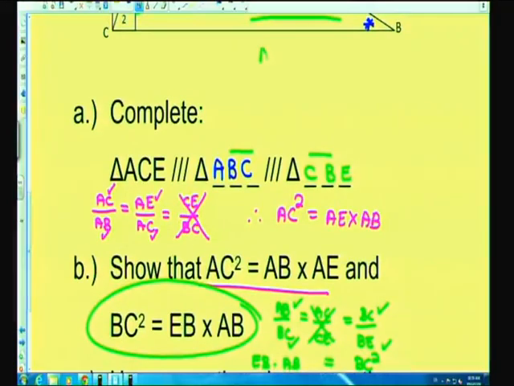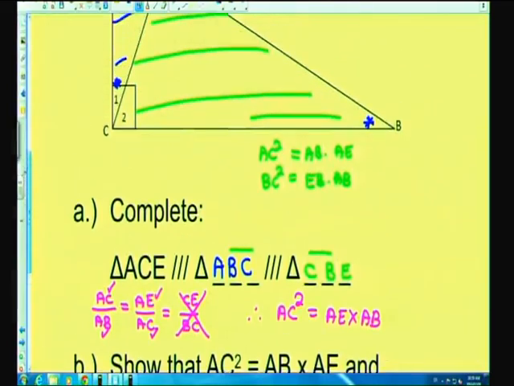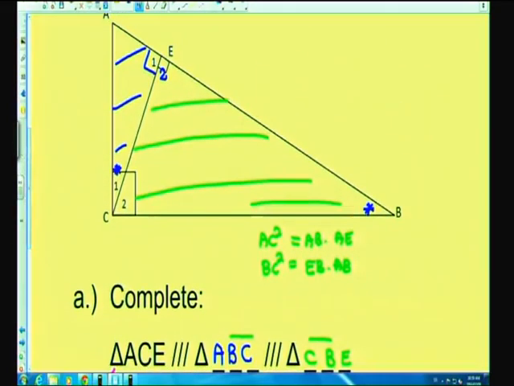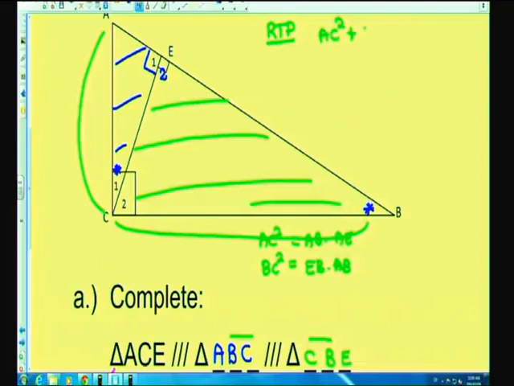So let's go to the top drawing. And what we have now is AC squared equals AB times AE, and we have BC squared equal to EB times AB. Right, so now we're going to go to the drawing and think through the theorem of Pythagoras. Now we've got AC squared as an expression and BC squared as an expression. So we are required to prove that AC squared plus BC squared is equal to AB squared. That's the theorem of Pythagoras.